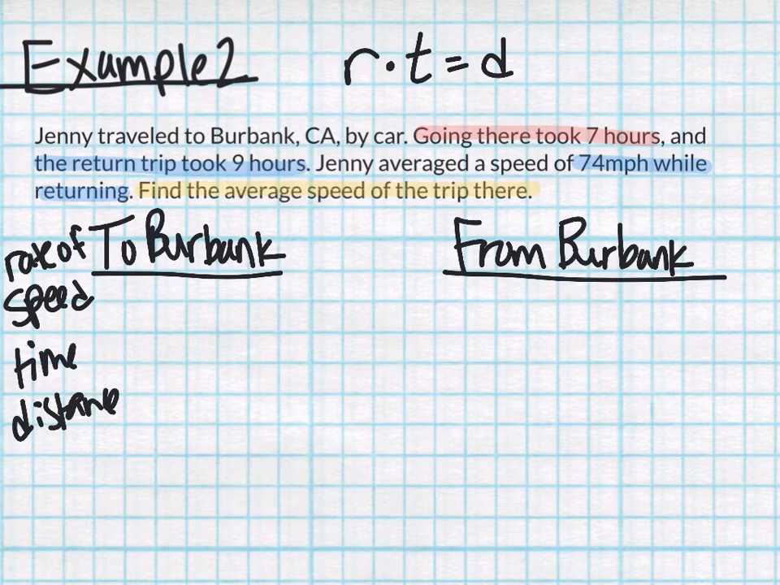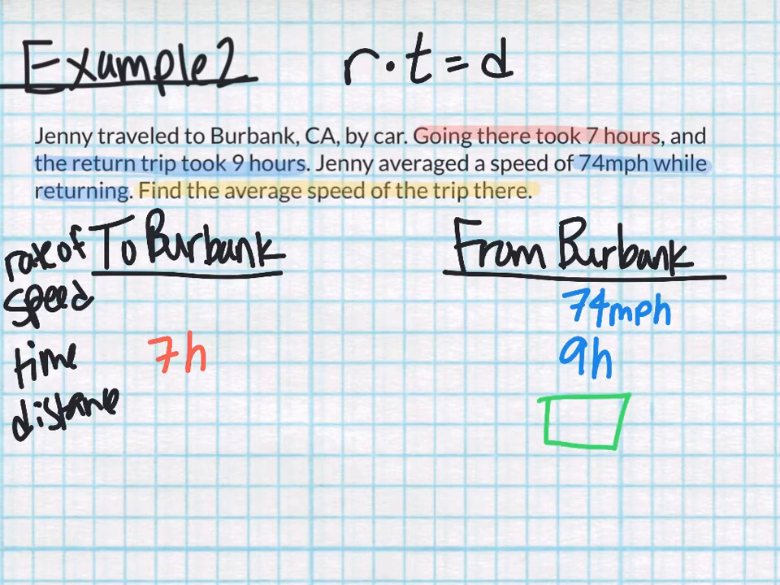So we can call this rate of speed, if that helps you remember that rate. So going there to Burbank, the time was 7 hours. From Burbank, the time was 9 hours, and the speed was 74 miles per hour. Distance is unknown for both of these. And it wants me to find the average speed of the trip to Burbank. So this is what my question is asking me, is for this piece right here.